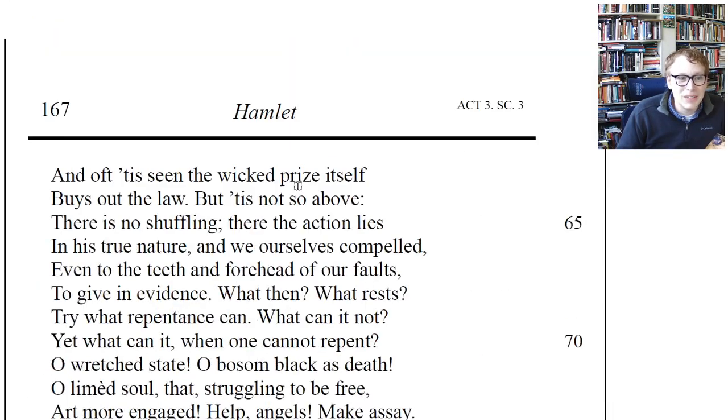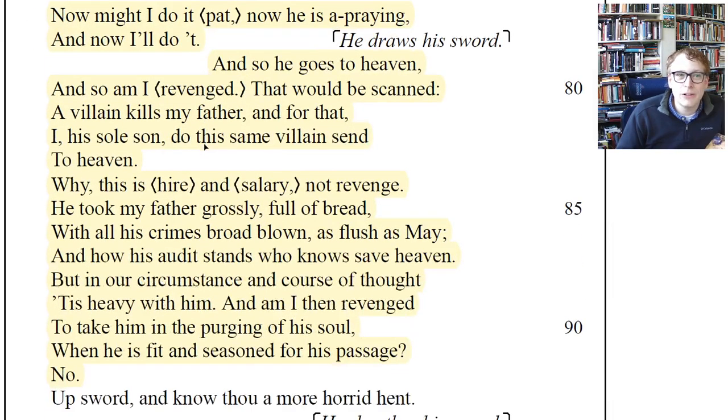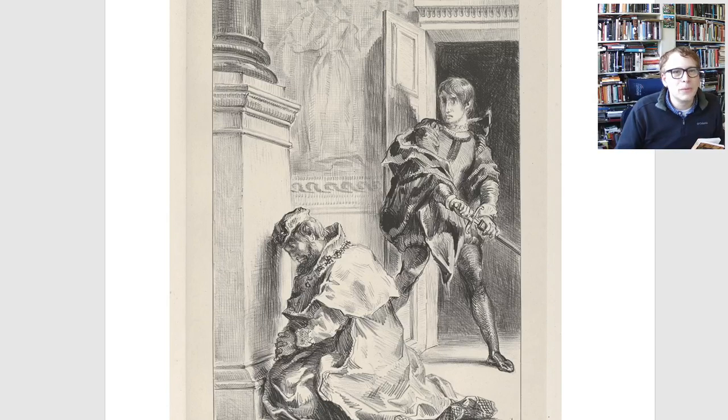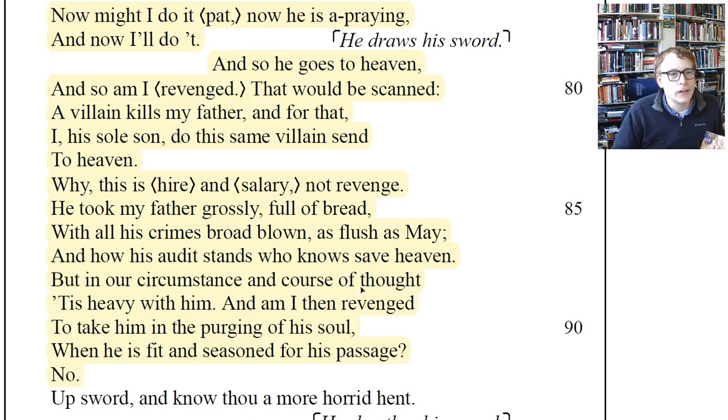And all of a sudden Hamlet comes in. He sees this. He says, now might I do it pat. Now he is a-praying, and now I'll do it. He draws his sword. So we've got the king praying, and actually, let me show you. I've got an illustration of this one. Let me pull this up. Here we are. Here's a book illustration, and you can see him walking behind. I love the eyes. Claudius's hands are folded. He's trying to pray. When you pray, you're supposed to close your eyes, though, and he can't. So that's very telling.